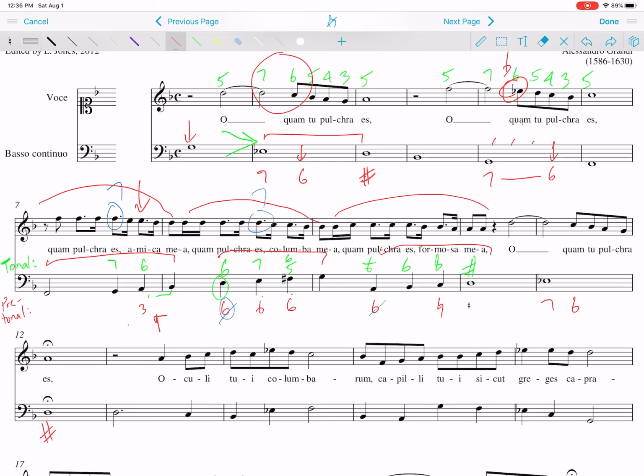Okay, I think we'll stop there, and we're going to do a little bit on a Frescobaldi piece in just a second. So I hope that was helpful, and here comes a pause.